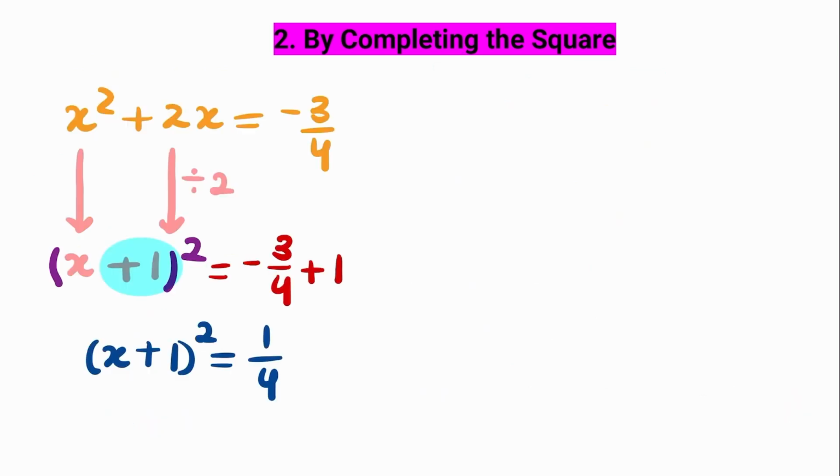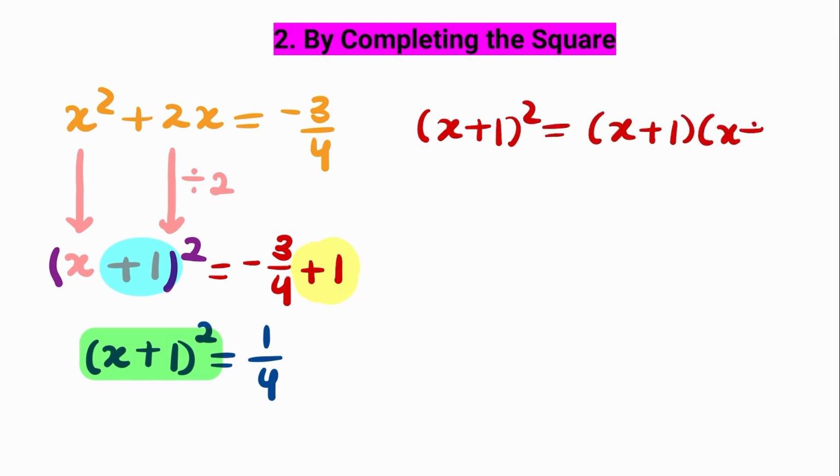Now let's come back to our method and let me explain why I added a plus 1 here to the right hand side of the equation. In order to do that, let's expand x plus 1 squared. x plus 1 squared is equal to x plus 1 times x plus 1. It is just being multiplied by itself.